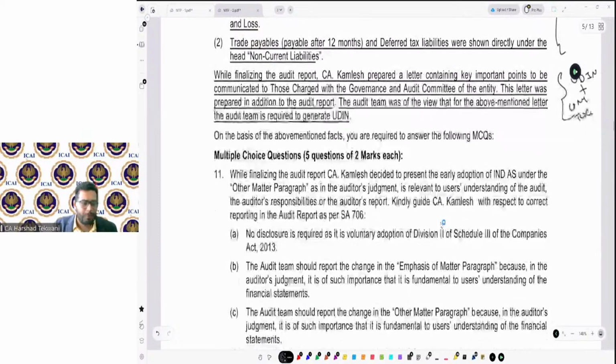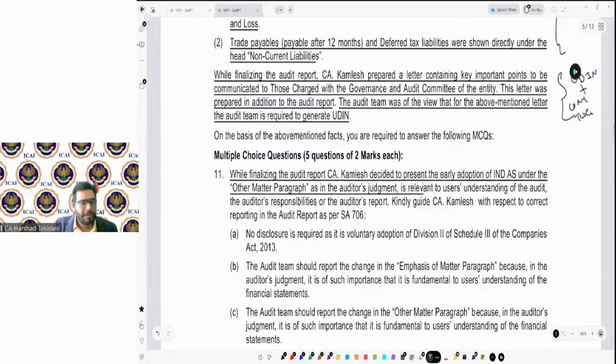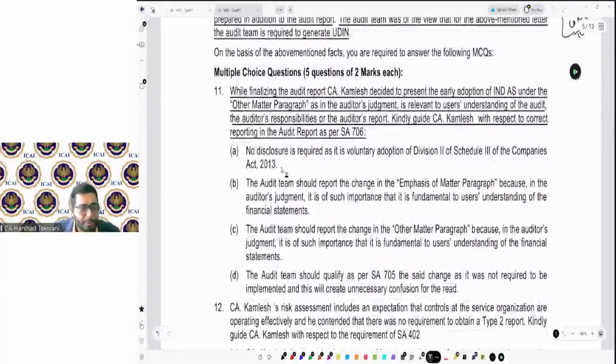Now let's understand the questions. While finalizing the audit report, CA Kamlesh decided to present the early adoption of Ind AS under the other matter paragraph, as in the auditor's judgment, it is relevant to the users' understanding of the audit. Kindly guide Kamlesh with respect to the correct reporting as per SA 706. Now these are the options A, B, C, D. Now you tell me, will the early adoption of Ind AS be reported in the other matter paragraph, or is it required to be reported somewhere else?